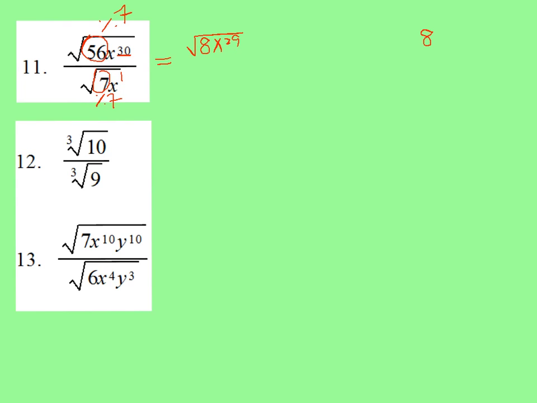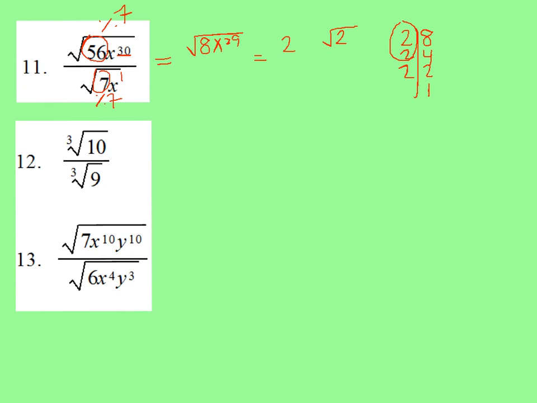So 8, using our border method, 2 goes into 8 4 times, 2 goes into 4 twice, and 2 goes into 2 once. And again, this has an index of 2, so we have one group of 2's, so 2 comes out, and then that 1 2 stays back inside.